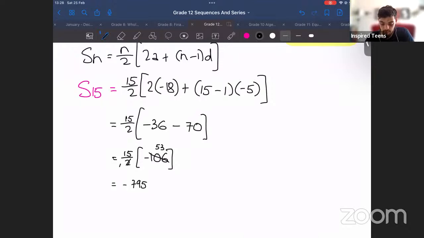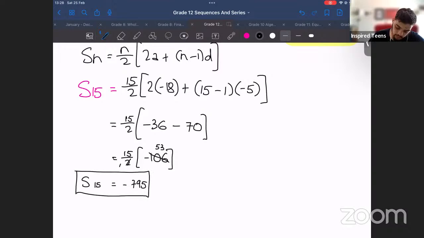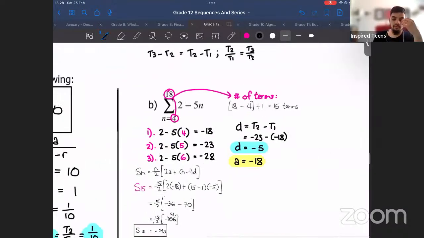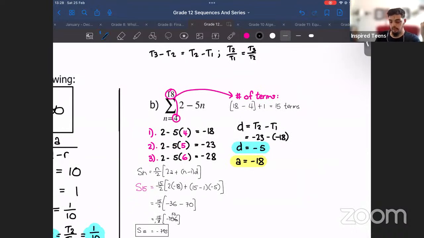15 over 2. 2 into -18. If you are doing it along with me, please check it for me. Okay, -795. So the sum, basically, we've evaluated the sigma, which was asking us to calculate the sum of these 15 terms. Which 15 terms? From the 4th term to the 18th term.